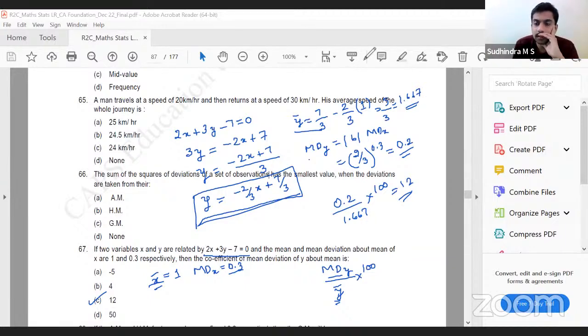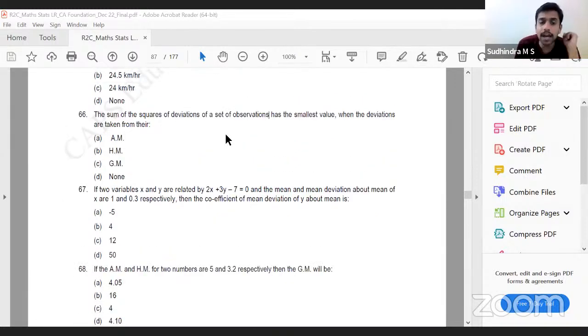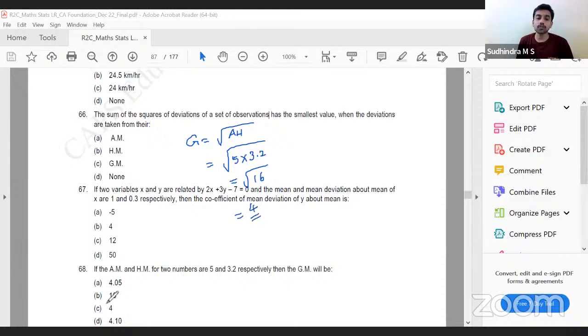Done? Anyone still writing this? Okay. Next question. Question number 68. If arithmetic mean and harmonic mean for two numbers are 5 and 3.2 respectively, what is the geometric mean? Option C, 4. Yes. We know the property, right? Geometric mean is root of A into H. So root of 5 into 3.2. 5 into 3.2 is 16. Correct? Root of 16 is 4. So geometric mean is 4. That is question number 68.